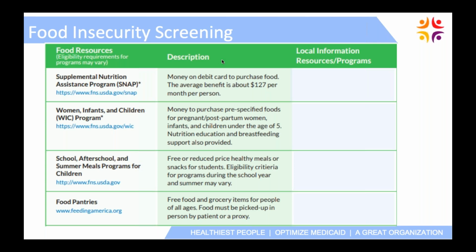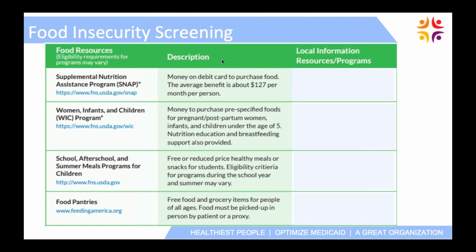So I'll just give you a little bit of information about a couple of these. SNAP, in Utah, the average is about $116 a month per person, or $1.27 per person per meal. So note that that's quite a bit lower than the average meal cost. So it's generally not enough to meet 100% of needs. So just so you kind of understand what that benefit looks like.